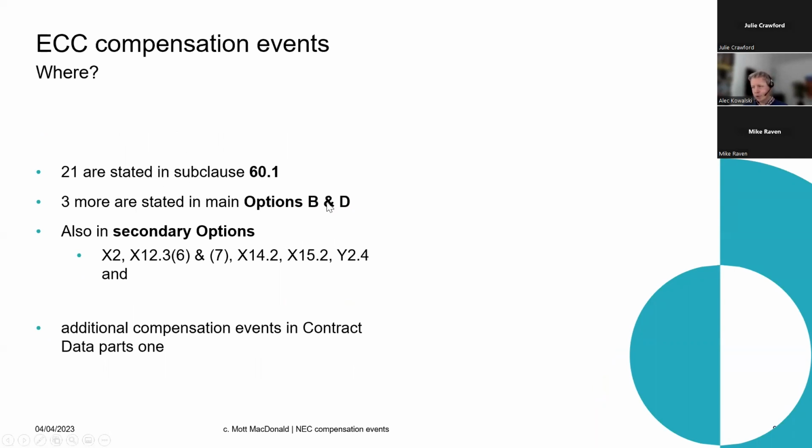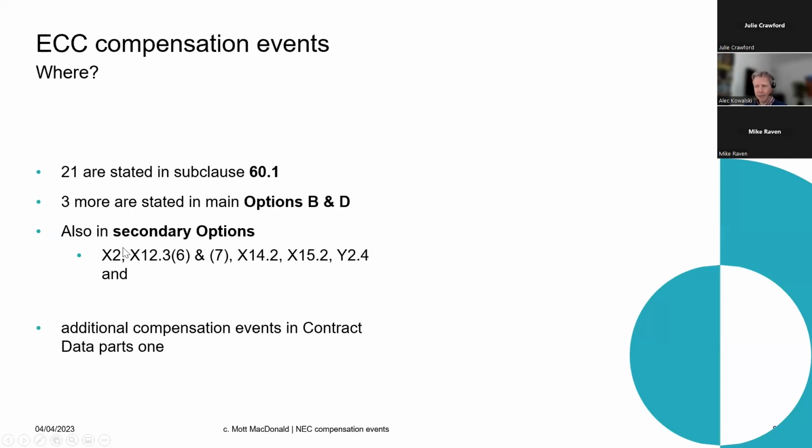If you use options B and D, these are the bill of quantities options. So there are 3 more compensation event clauses specifically associated with bill of quantities. So you have to look those up in the sections of the contract specific to options B or D if you're using those. Obviously, if you're using activity schedules, you don't have a bill of quantities, so these won't appear. There are also compensation events from those secondary option clauses.